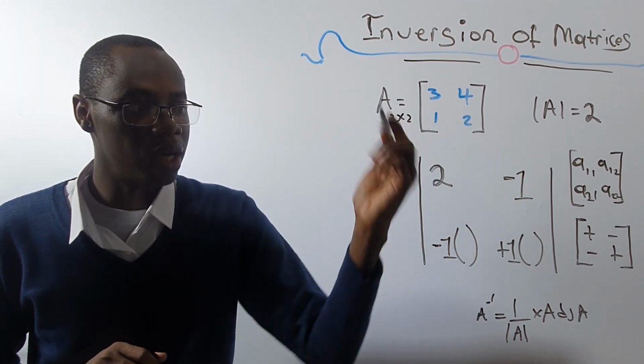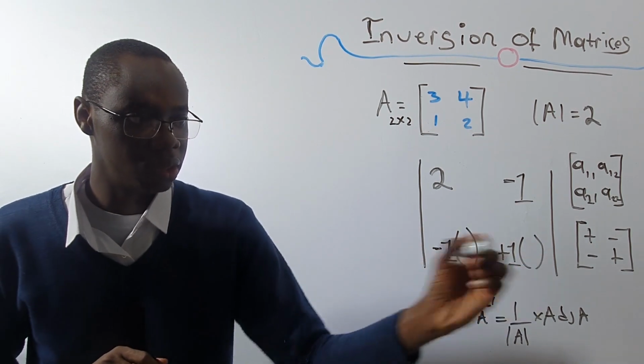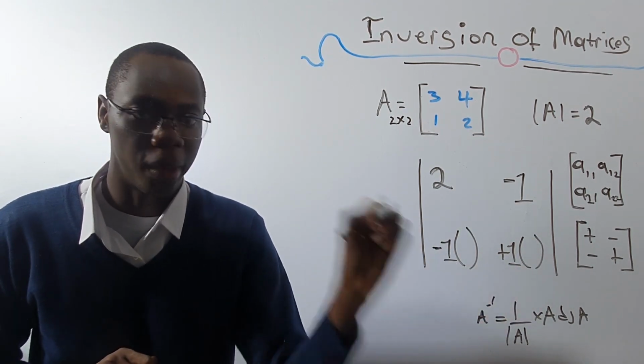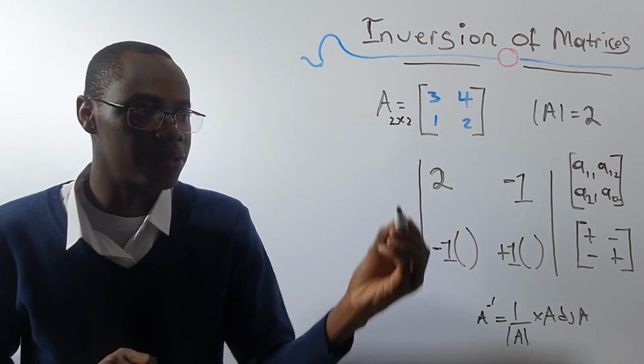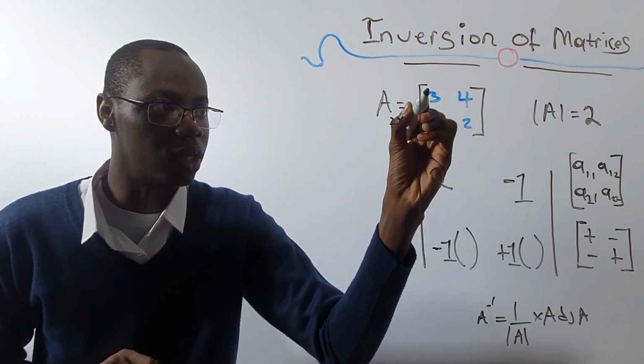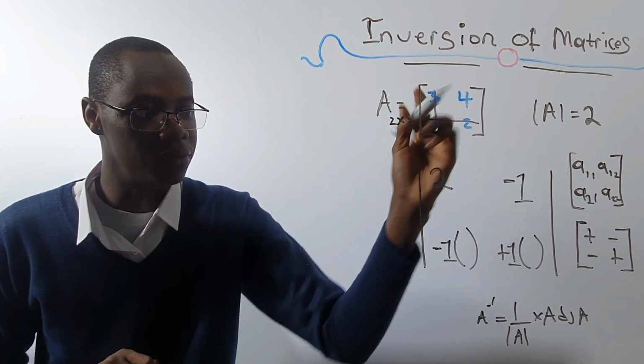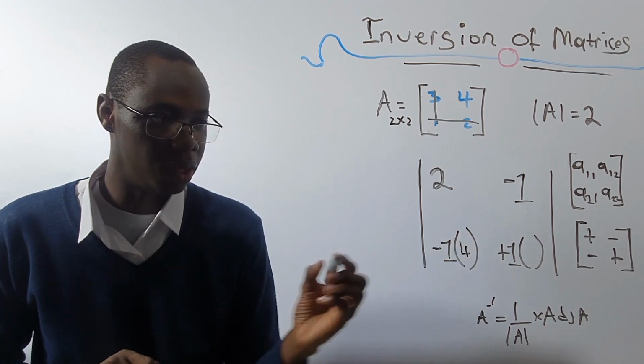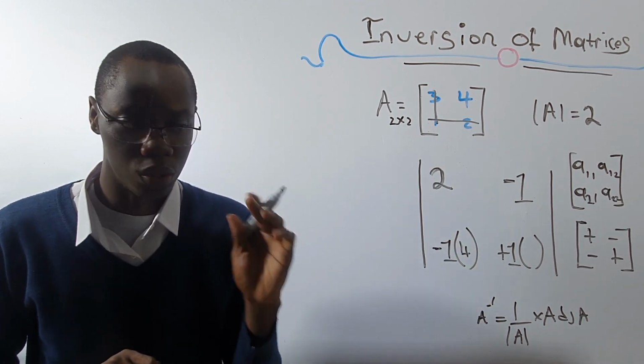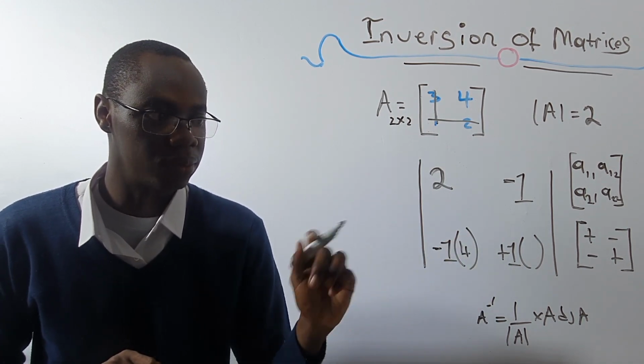Now I have the sign for this already. So all I need to do is find the minor for this one. Delete the row and the column associated with it. Delete this and this. I'm left with just 4. So I have 4 here. Just multiply to get the cofactor, which is minus 4.